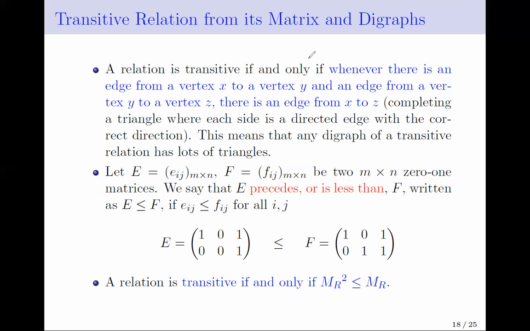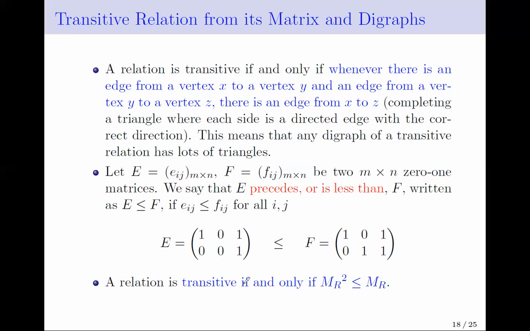Then think of the second one. Here it is 0, here is also 0, and the condition 0 less than or equal to 0 holds. Here it is 0, here it is 1. We know that 0 is less than or equal to 1. 1 is less than or equal to 1. That is, all the entries satisfy the condition Eij less than or equal to Fij. Then we say that E precedes F, or E is less than F.